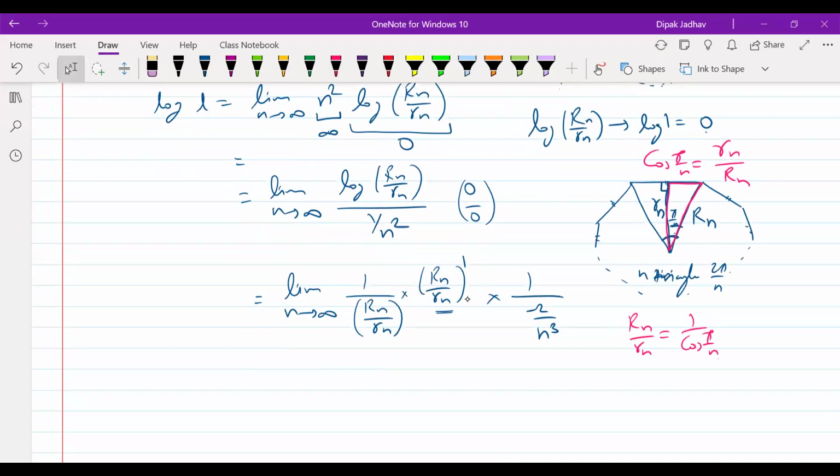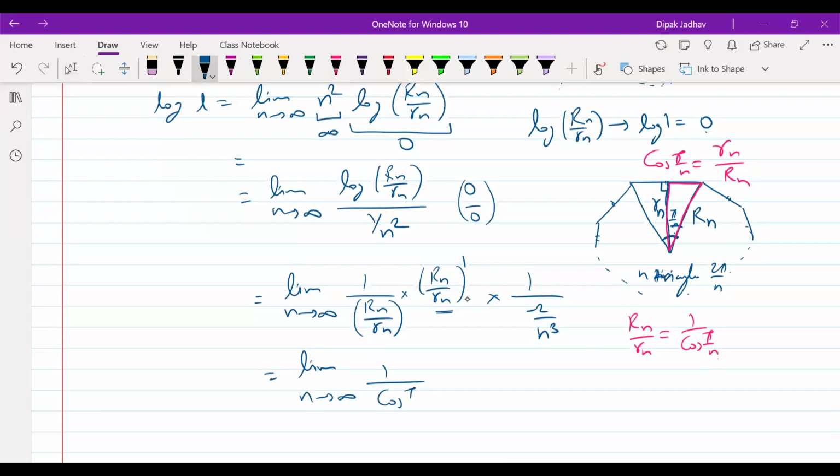Is it okay? Yes. So I haven't computed what is capital Rn, I haven't computed what is small rn, but I have computed the ratio. It is 1 upon cos pi by n, and that is what is required for the further computation. So I can carry on the computation, and I will get something like this.